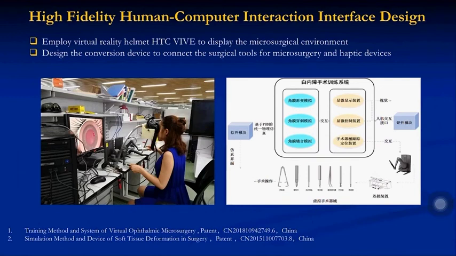So in our work, we employed the VR helmet HTC Vive to display the microsurgical environments. We also designed a conversion device to connect the surgical tools for microsurgery and the haptic device.